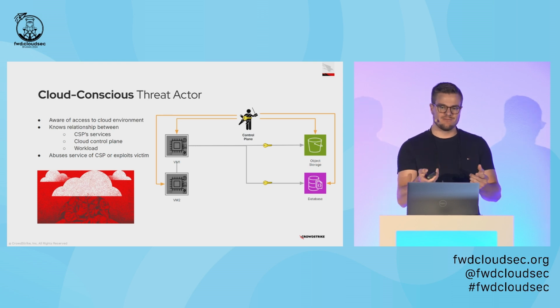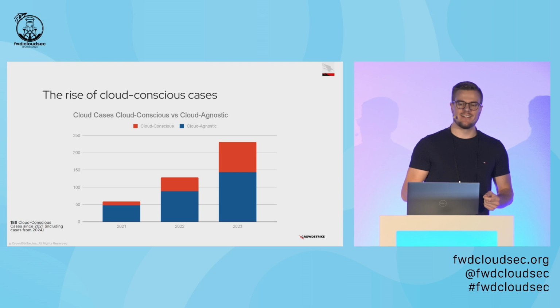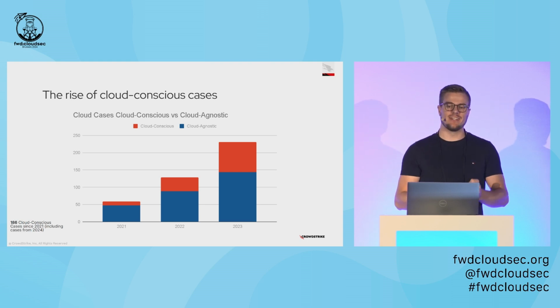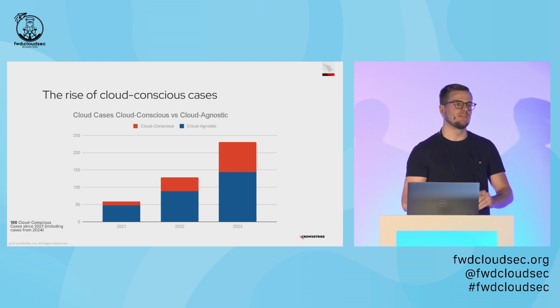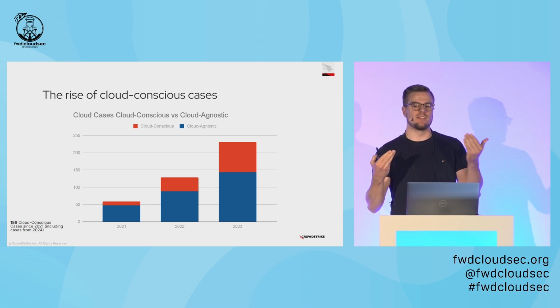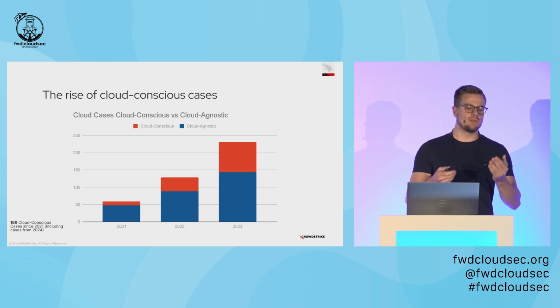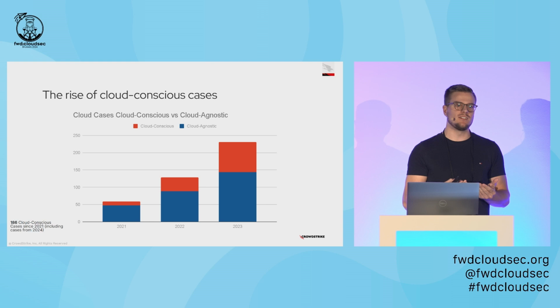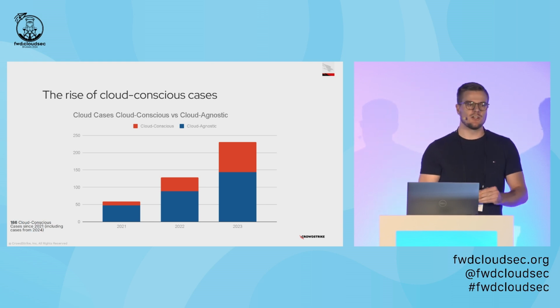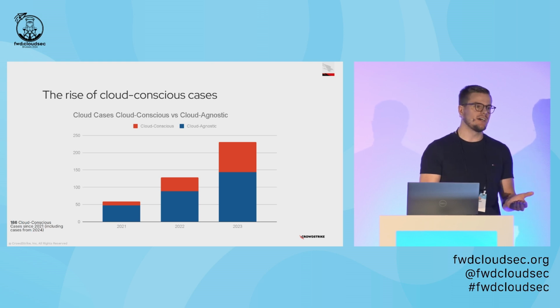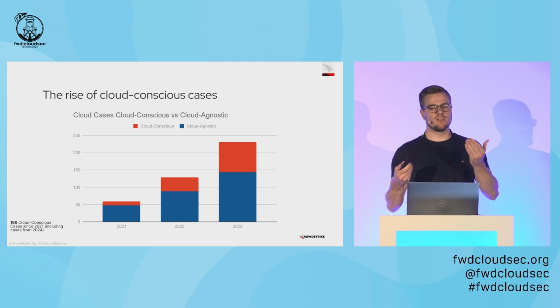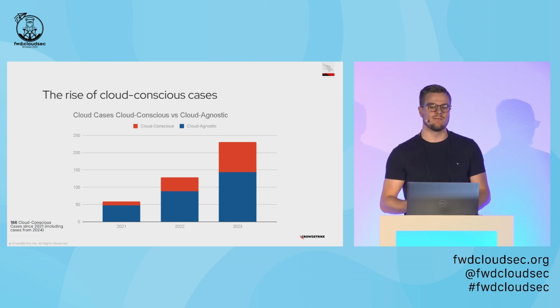Taking a look at the cloud-related cases over the past few years and dividing that up by cloud-agnostic, which you can see in blue, and cloud-conscious, which you can see in red, we can see that in particular between 2022 and 2023, there has been a large increase in the number of cloud-conscious cases. The number more than doubled, actually. So we're observing more cases in which threat actors know how to operate in the cloud, so it's due time that we understand how they operate so we can prioritize our defenses accordingly.